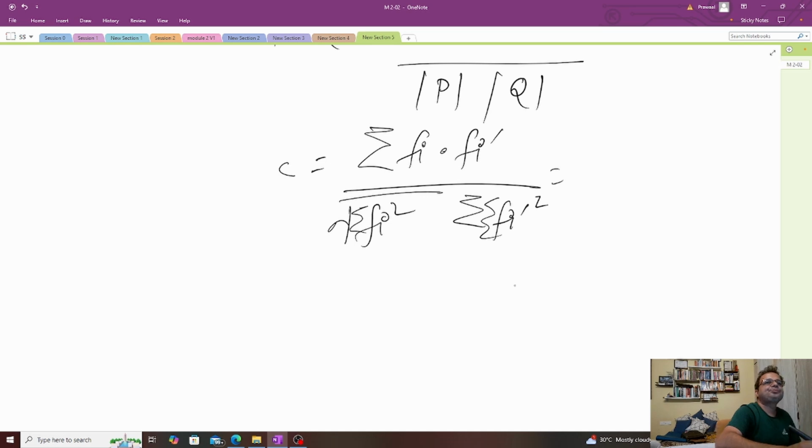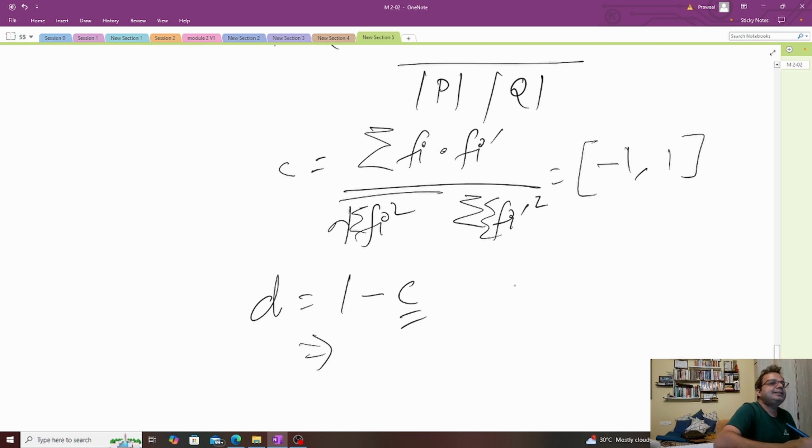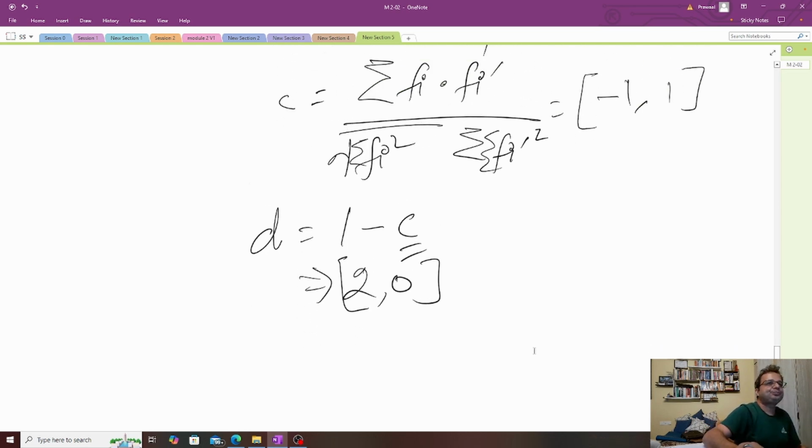Let's suppose this is C. The range can come from -1 to 1. That's the range for cosine similarity. Since distance is taken as 1 minus C, if it is -1, it becomes 2, and if it is 1, it becomes 0. So the range of values for distance using the cosine similarity is 0 to 2. So those are the various measures that we can use for distance metric.